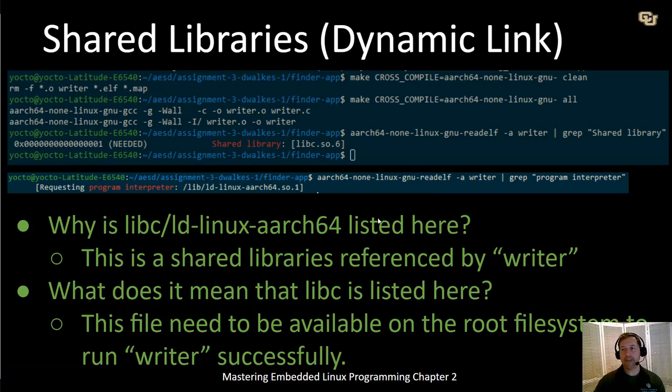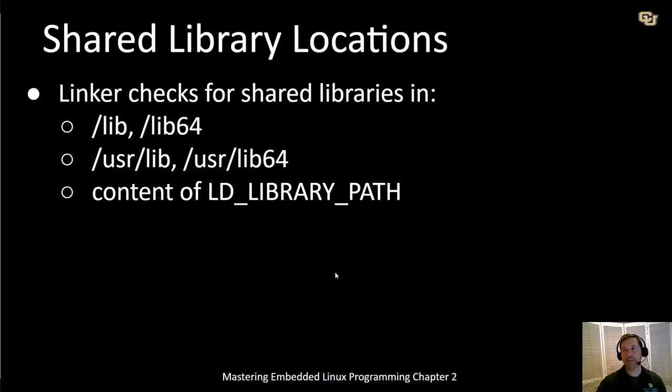So why is the ld-linux-aarch64 listed here? This is really one of the shared libraries that's going to be referenced by writer. And what does it mean that libc is listed here? This is the file that needs to be available on the root file system to run that writer successfully. So both of these files are going to need to be located on your target in order to run your application. So where would these be located?